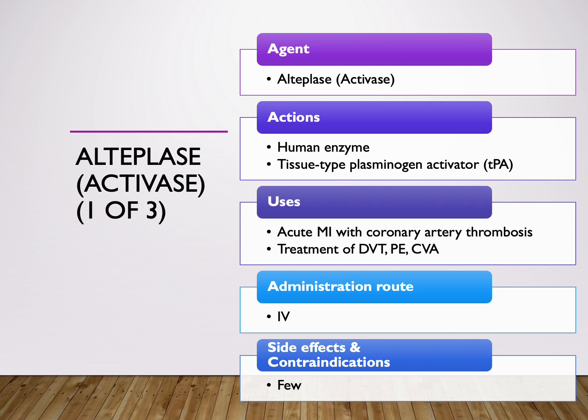And common uses include acute MI with coronary artery thrombosis and treatment of DVTs, PEs, and CVAs, which are cerebral vascular accidents. Because alteplase is a human enzyme, fewer allergic and hypersensitivity reactions occur, which is a good thing. Another advantage is that it acts specifically targeting clots rather than exerting systemic effects.